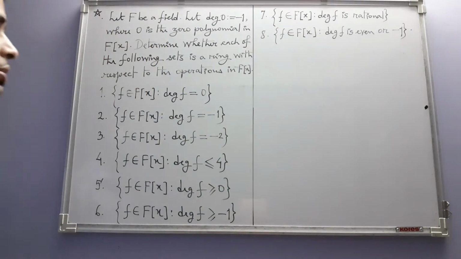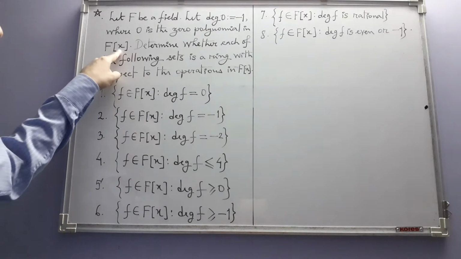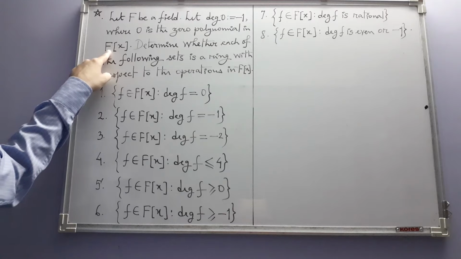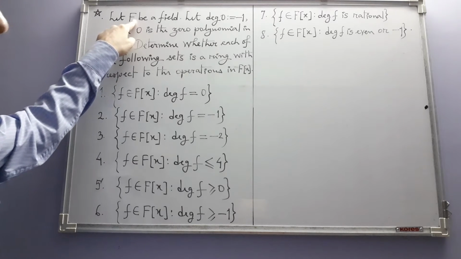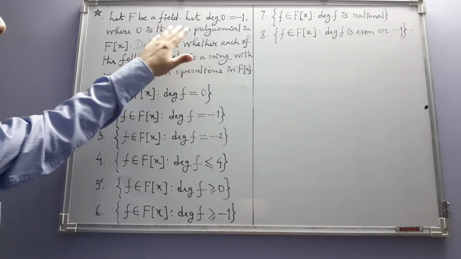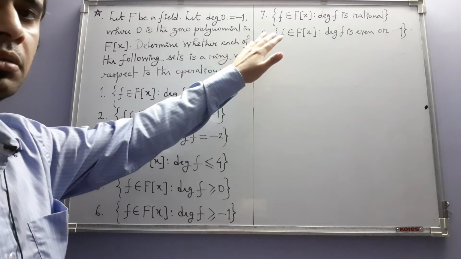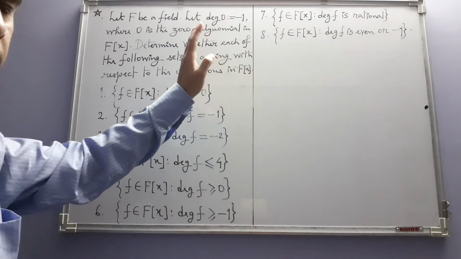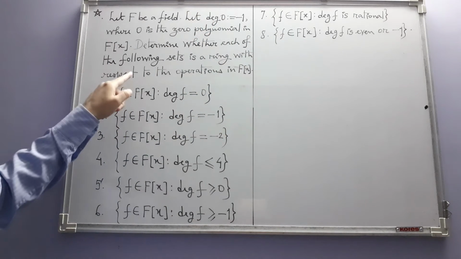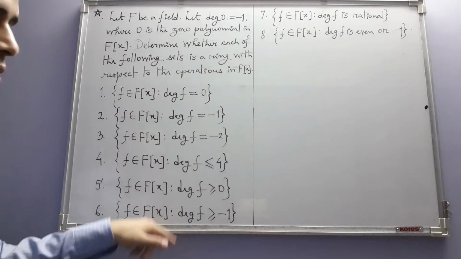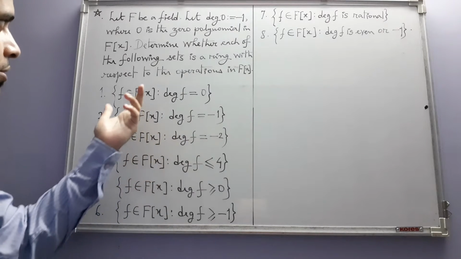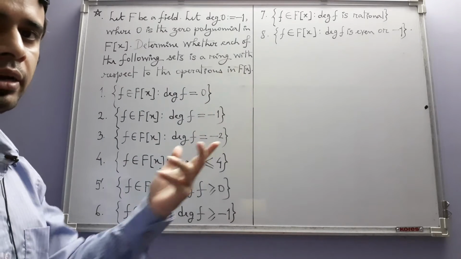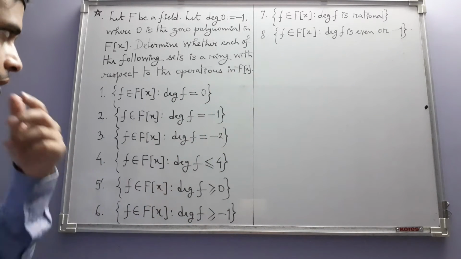Okay, so these are some problems involving a polynomial ring where the coefficients are coming from a field, that is F is any field, and we are also assuming that the zero polynomial has degree -1. We are defining its degree to be -1. Now we have to determine in each of these cases whether the set forms a ring with respect to the operations in F[x], that is addition and multiplication of polynomials.